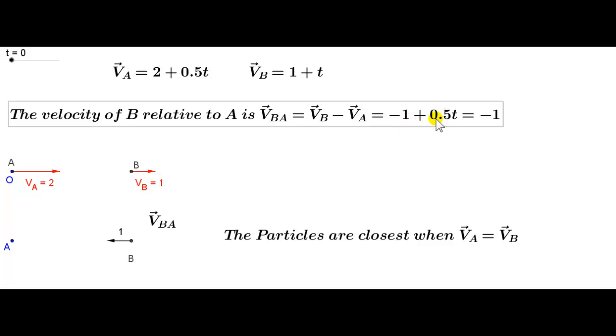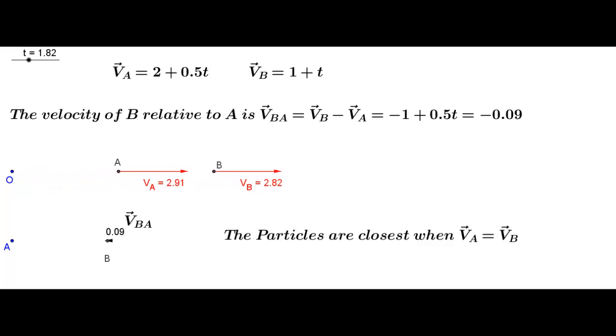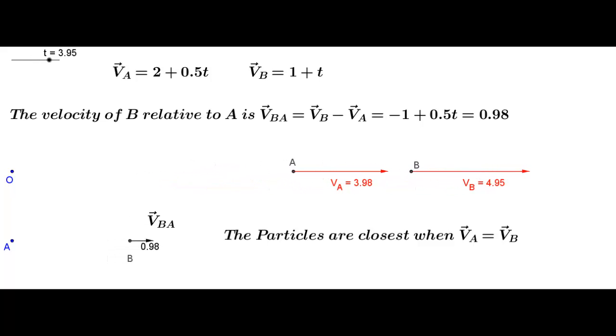Now this expression is negative for early times. We can see that at t equals 0, we get minus 1. So VBA is a negative vector. So for early times, B appears to approach A. So let's see that B appears to approach A. At some instant, B appears to stop, and for subsequent times, B appears to move away from A.